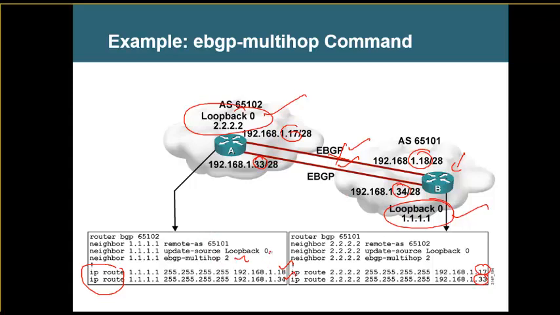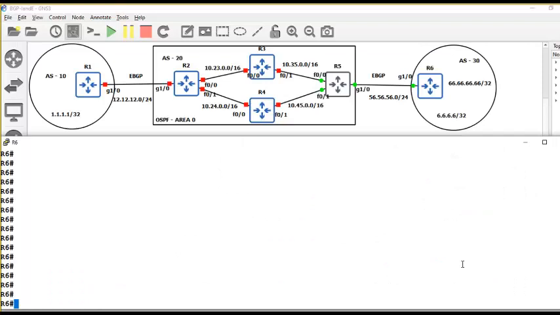And you know this command already, and you know why we need to write a static route. Let me show you all these things in today's demo. Please focus here. Let us first form a neighbor using the directly connected network IP address.